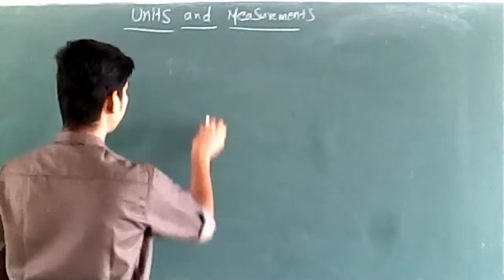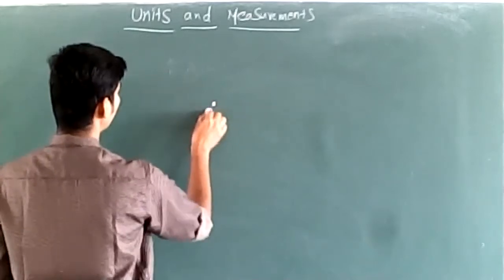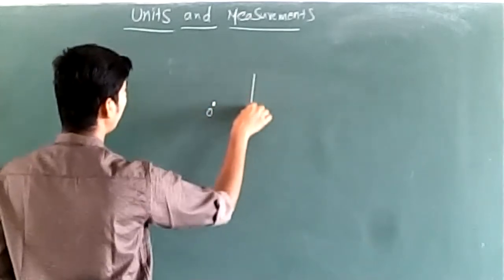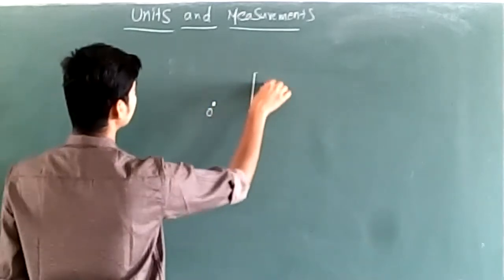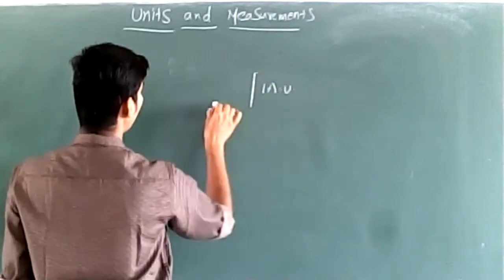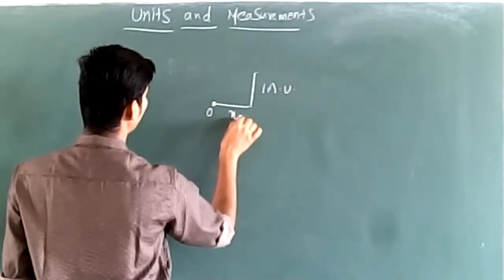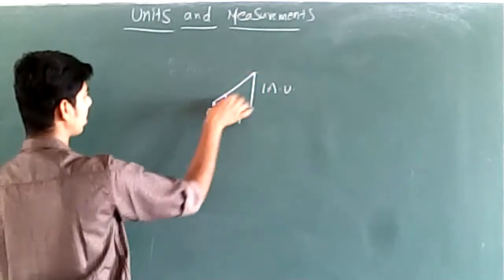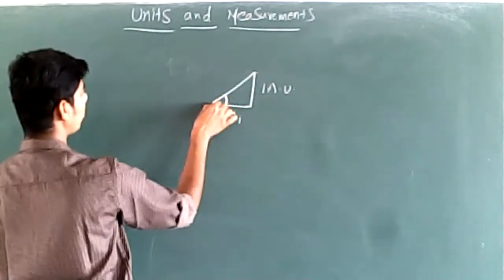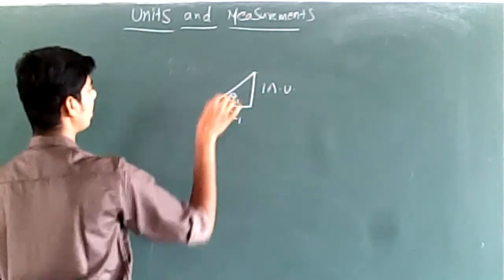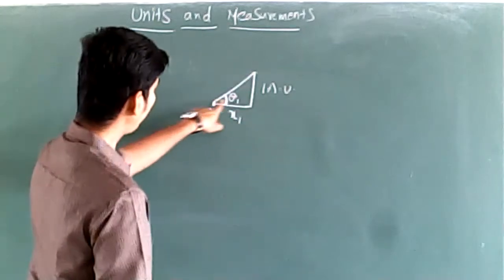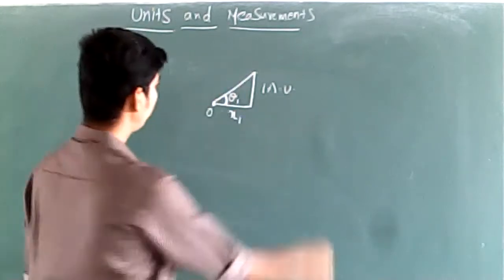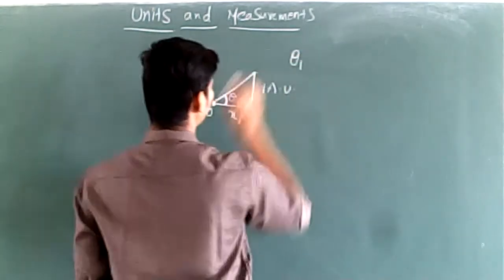Suppose here is some point, say point O. Here is an arc of length, say, 1 astronomical unit. At this distance x1, look at the angle subtended by this arc at point O. Let us suppose the angle subtended by this arc at point O is theta 1.